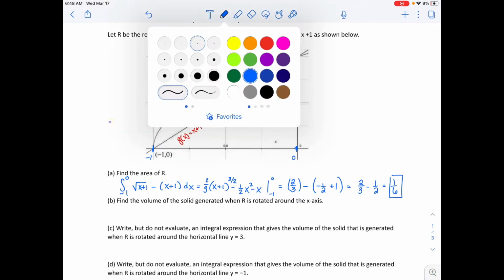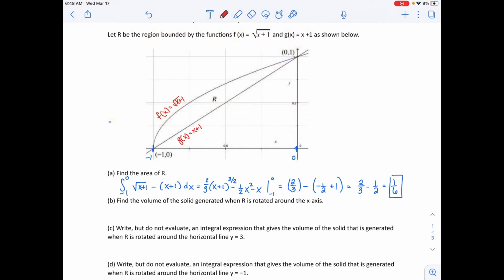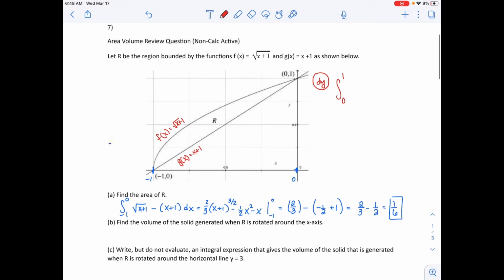Now, as a little side note, you could also do that area in terms of y. To do that, your integral is from the bottom y value of 0 to the top y value of 1. And then you would do right minus left as opposed to top minus bottom. So right minus left would be x plus 1 minus the square root. Nope, sorry, just kidding. If we're doing dy, we have to be in terms of y. So we need to write these in terms of y.